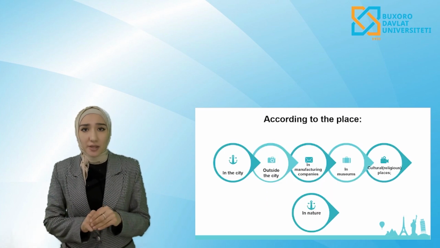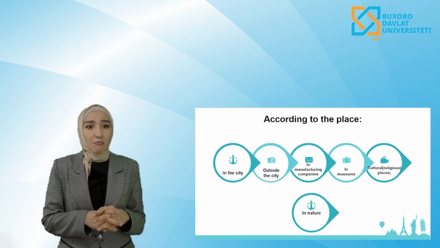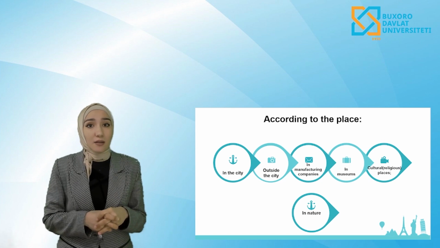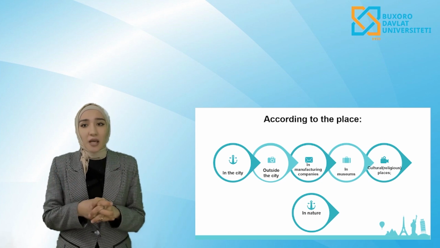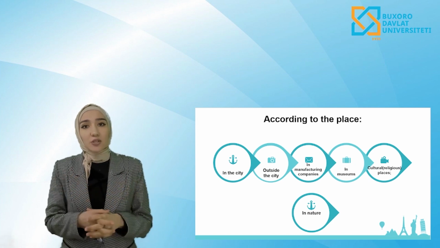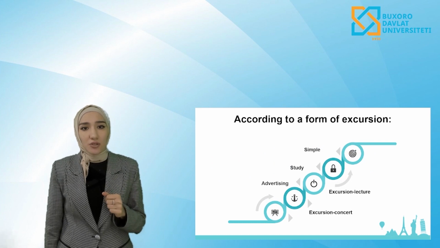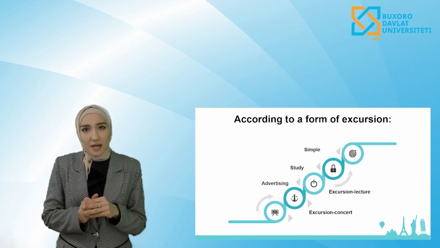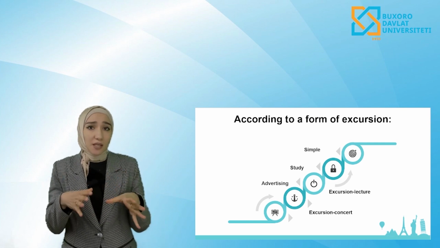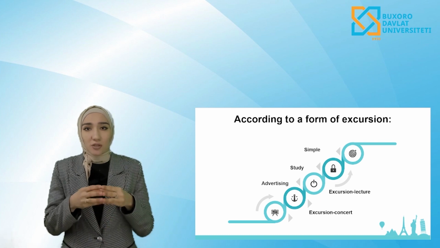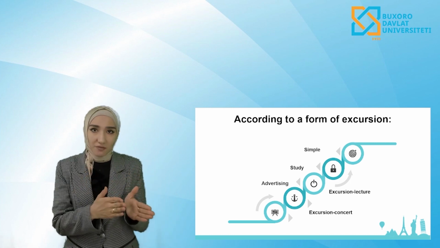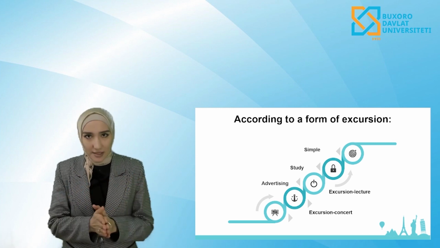And the next one is according to the place. According to the place, excursion process can be in the city, outside the city, in manufacturing companies, in museums, in cultural or religious places, and in nature. It means according to the place of excursion, we can choose clothes for ourselves, we can choose the topic of excursion, and we can choose the composition of participants. And the next one is according to the form of excursion. It can be simple, study, advertising, excursion lecture, and excursion concert. For instance, for a simple type of excursion, we give only basic information related to the objects. If it's excursion service like a study, we should give information related to some sphere. For instance, mathematics, history, ecology, and etc.